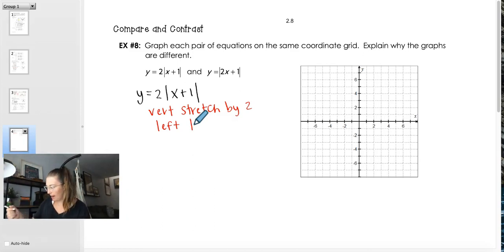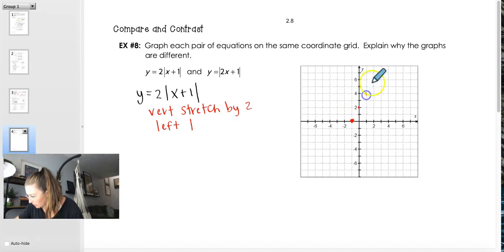Let's go ahead and graph this guy. I'll graph this one in red. So we can go ahead, graph it. So everything just shifted left 1. So now my vertex is here at -1, 0. Okay, it's stretched by 2, so instead of over 1, up 1, I'm going over 1, up 2. That vertical distance is doubled. So over 1, up 2, over 1, up 2, over 1, up 2. Do the pattern on the other side. Okay, and then let's go ahead and connect this.